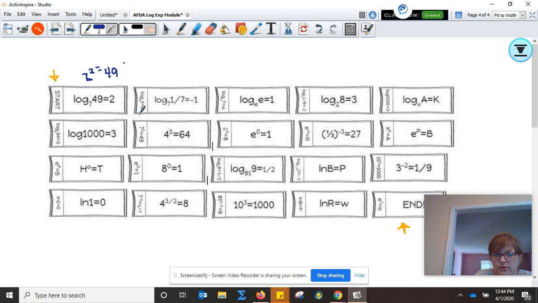Then I would go through all these tabs and find, here's my second one, 7 squared equals 49. So this is 1, this is 2. You would work this problem out, switch it from exponential to log, and find the next one. So this one would be log base 4 of 64 equals 3. Now, where's log base 4 of 64 equals 3? It's back here, so this would be third. You would just keep on going until you get to the end.